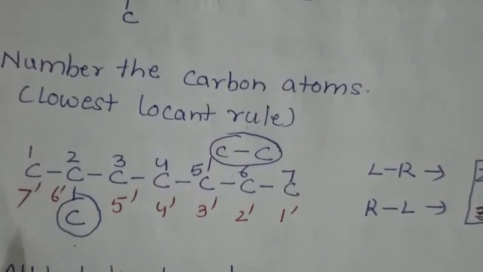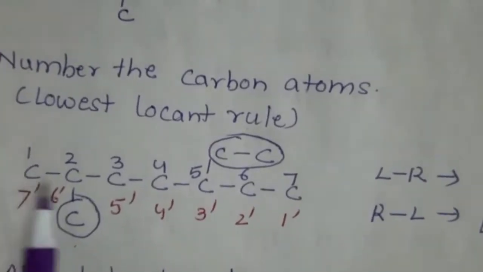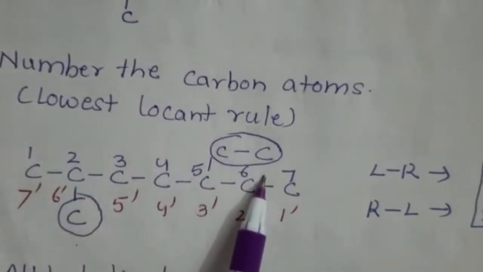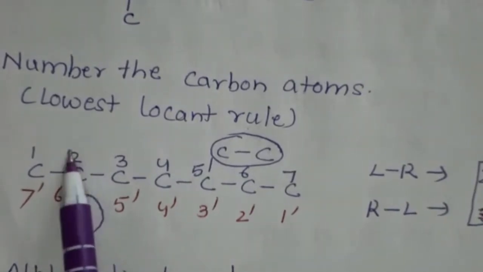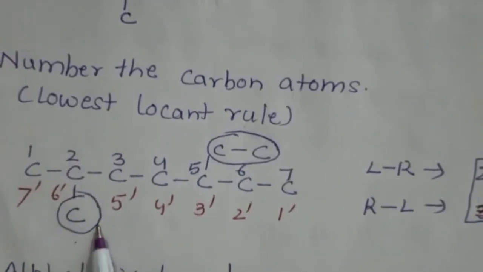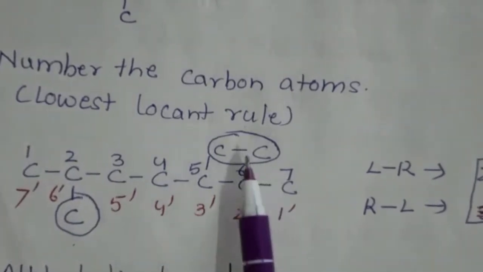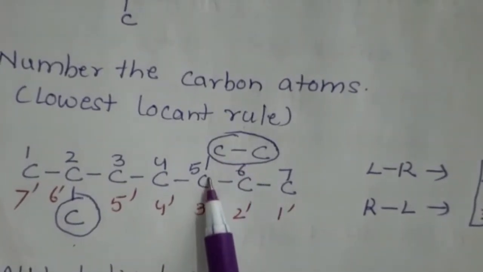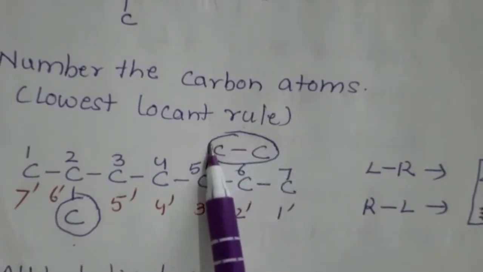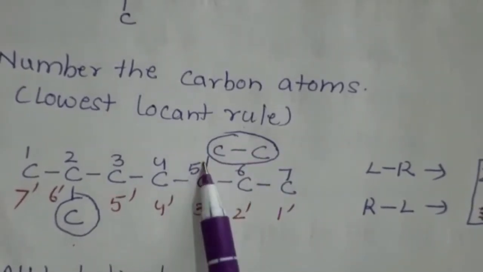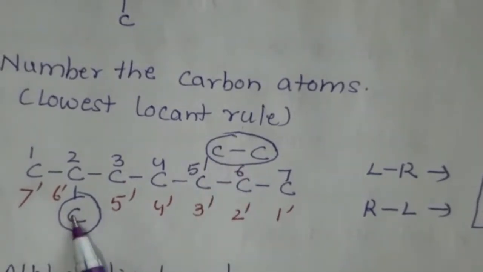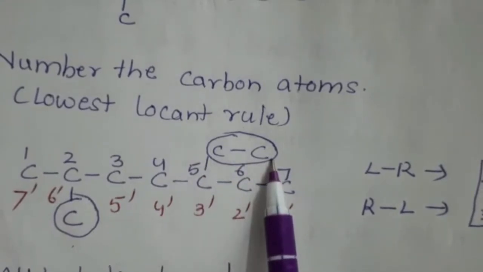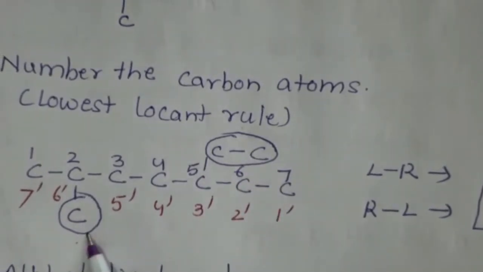Now here we have numbered the carbon atoms as 1, 2, 3, 4, 5, 6 and 7. At position 2, there is a branch or a substituent containing only one carbon atom. And at position 5, at the fifth carbon, there is a branch containing two carbon atoms. These branches are known as substituents and they are named as alkyl groups. Here there are two carbon atoms, that is why it is named ethyl, and here it is only one carbon atom, that is why it is named methyl.